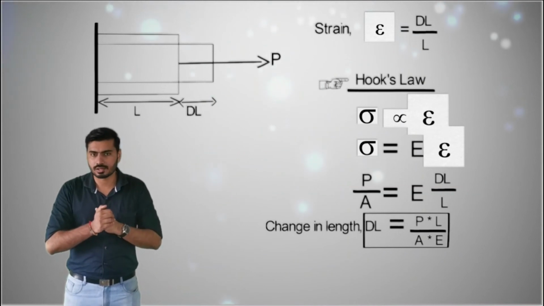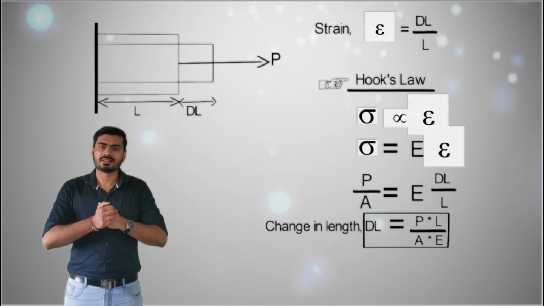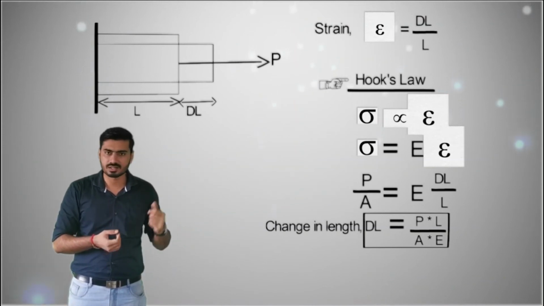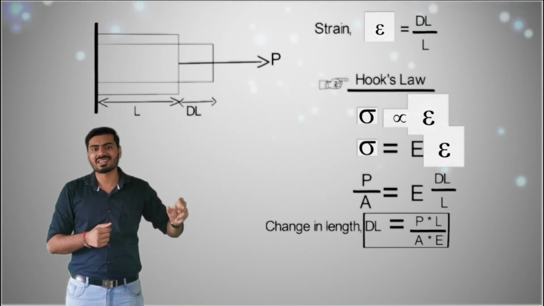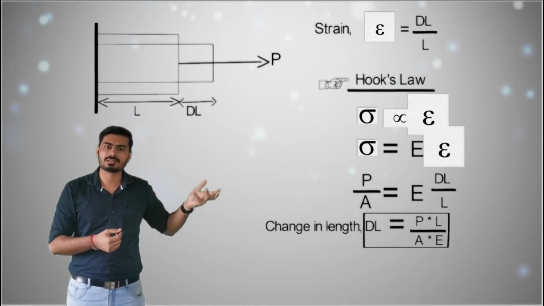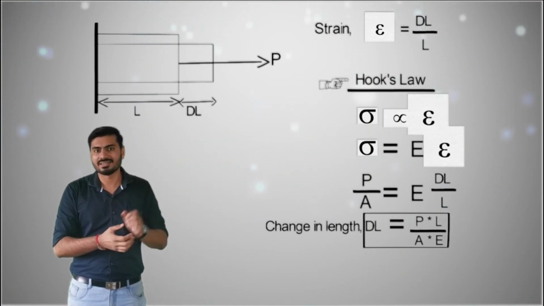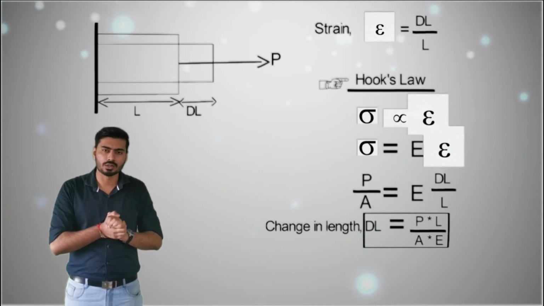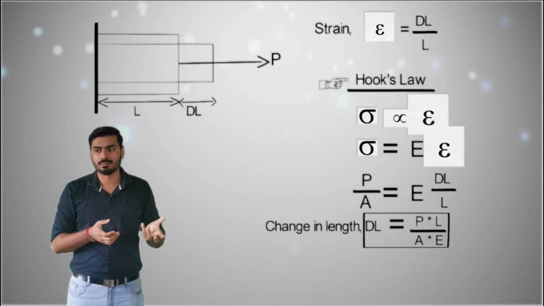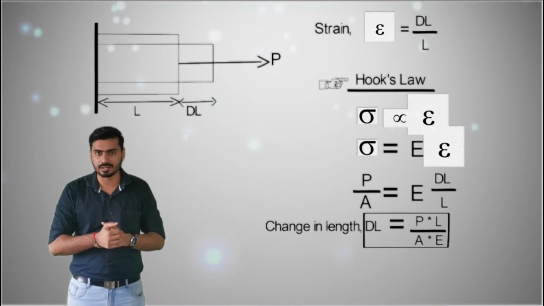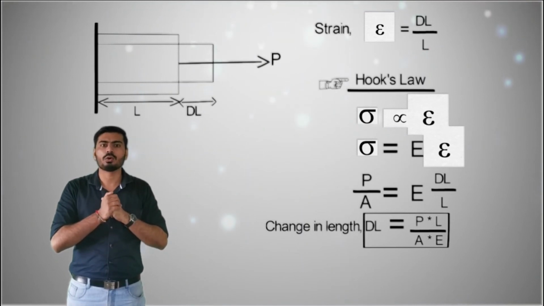Another parameter was the strain, which was the ratio of delta L upon original L. As you can see, delta L is represented in meters, and original L is also represented in meters, and that's why the unit of the strain or epsilon is a unitless quantity, because it gets cancelled out from the numerator and the denominator.